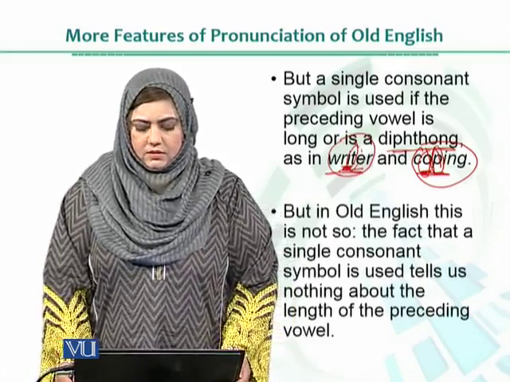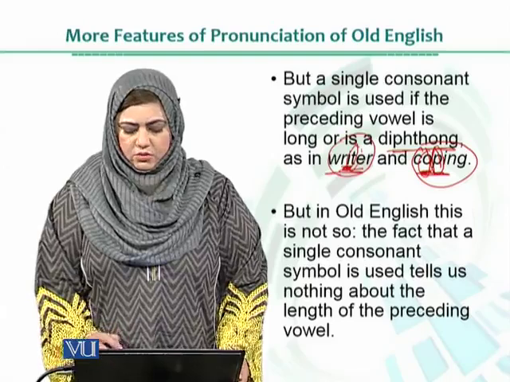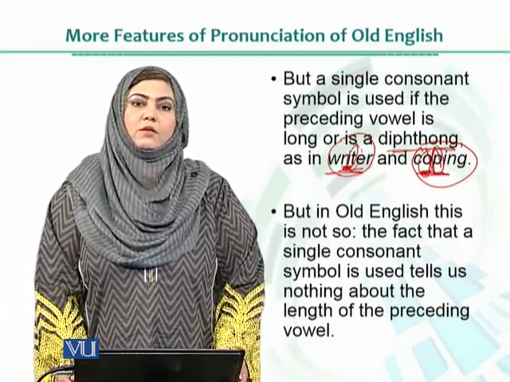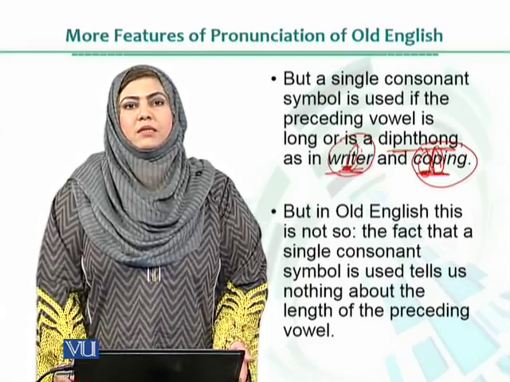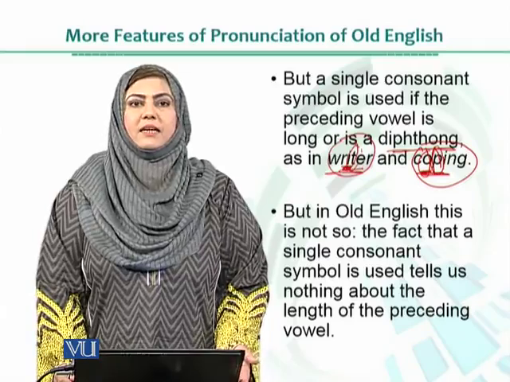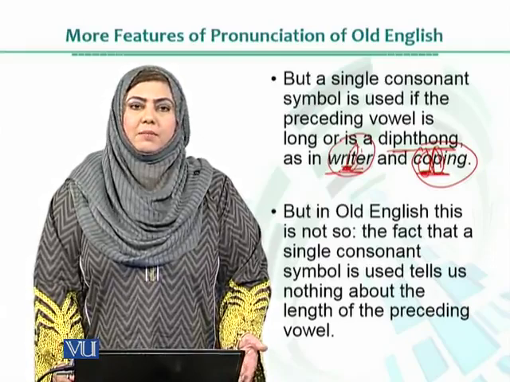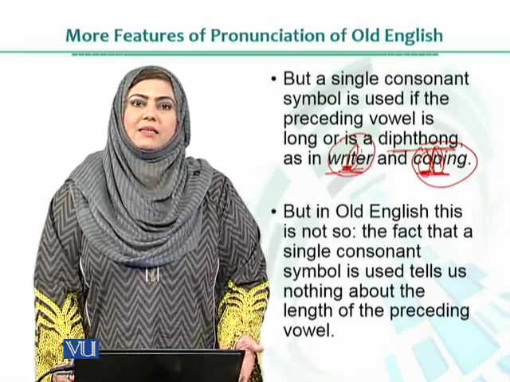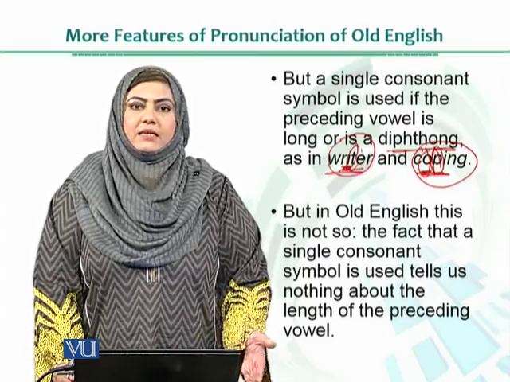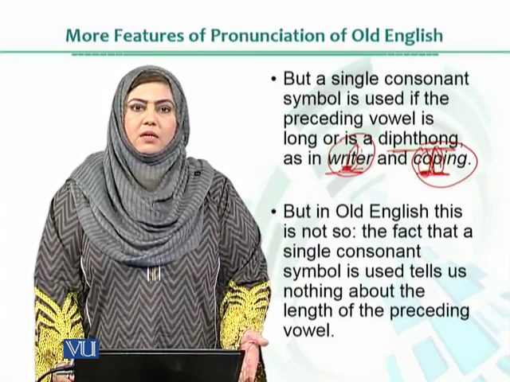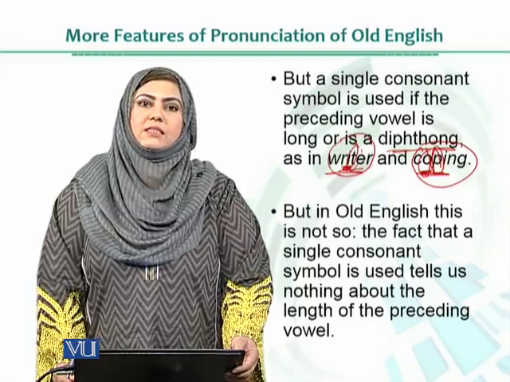So in Old English, this was not so. The fact that a single consonant symbol is used tells us nothing about the length of the preceding vowel. If we make a comparison, what we would realize is that in modern English, from the spellings, we can understand what the pronunciation can be. If a vowel is longer, the single consonant that follows it would tell us this is a longer sound. The double one would have a shorter sound. But this was not the case with Old English.